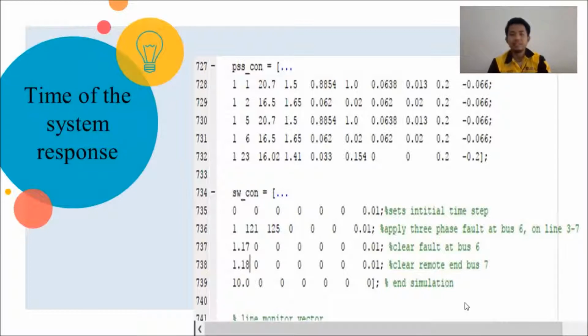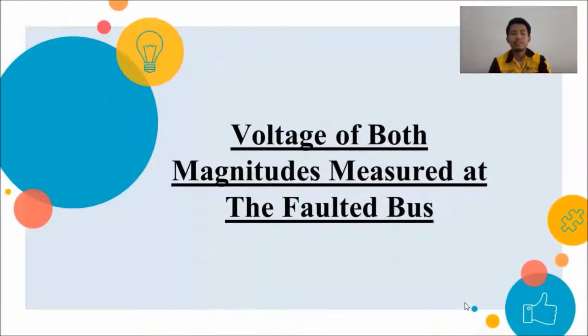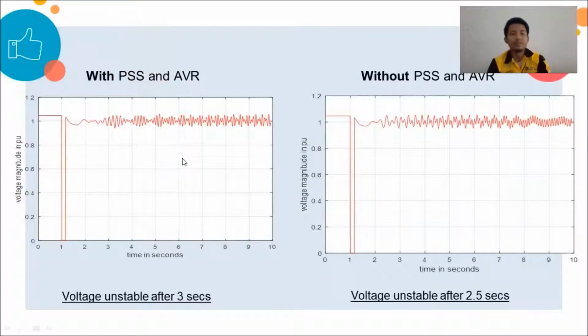This is the data, and the voltage magnitude measured at the faulted bus. This is with PSS and AVR, the graph that we get. The voltage becomes unstable after 3 seconds. And without PSS and AVR, the voltage becomes unstable after 2.5 seconds.